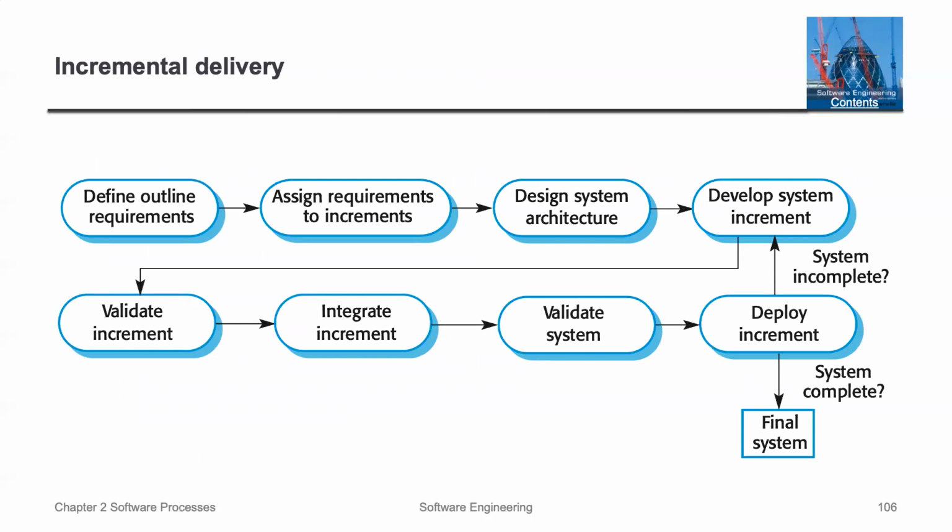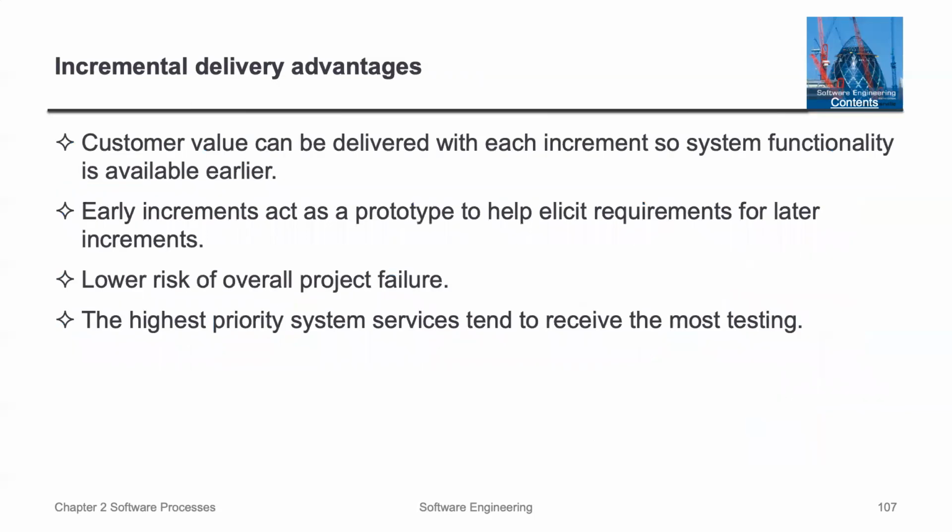So in terms of incremental delivery, this is how it would look. You define outline requirements, you assign the requirements to increments, then you design the system architecture. Then you start to develop those increments. And so you validate an increment, you integrate the increment into some level of functionality, you validate it, and then you deploy it. And then, is it complete? Then you would have your final system. And if not, then you would be developing another increment, and you can iterate this until you get a complete set of capability that matches what you need for your system.